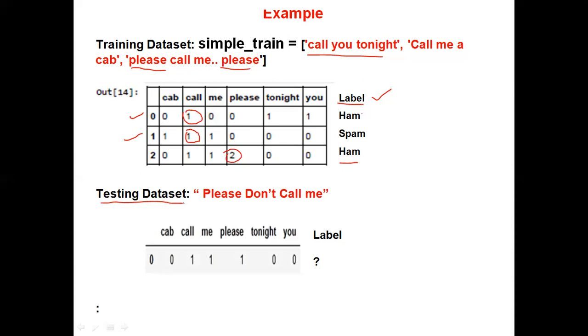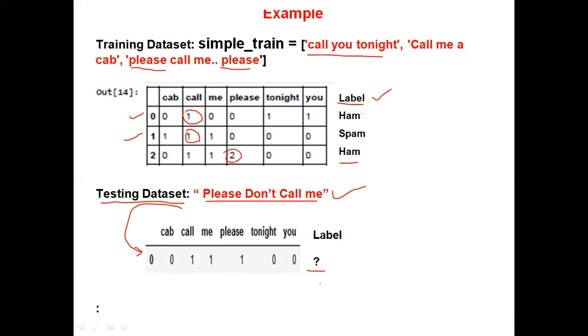Once you have built the model using the multinomial Naive Bayes classifier, you can use it to predict the class of the new testing data. Here is the example. My testing data is, for example, "please don't call me". This is my new sentence, and I want to predict its class label. Again, we can't pass this query in sentence form as it is to the model. We need to convert it into a matrix. Here, we have represented this sentence in matrix form.